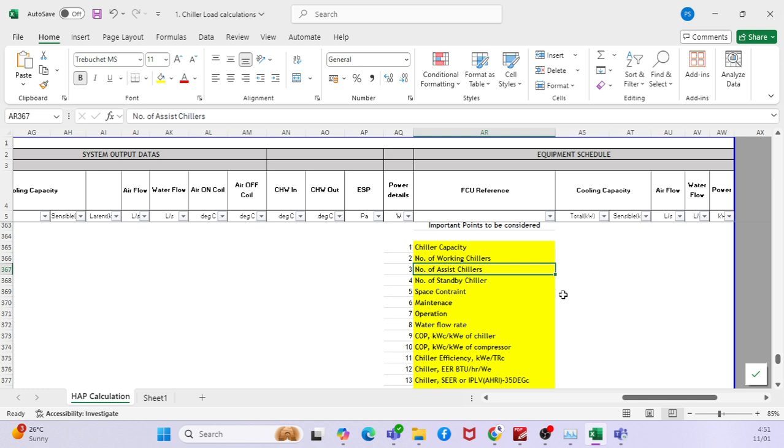At that time, the temperature of the chilled water will be high. Instead of going to 12 degrees, it may go to 14 or 15 degrees. Then your chiller will start to try to cool the water. When more cooling is required, one more chiller will start running.